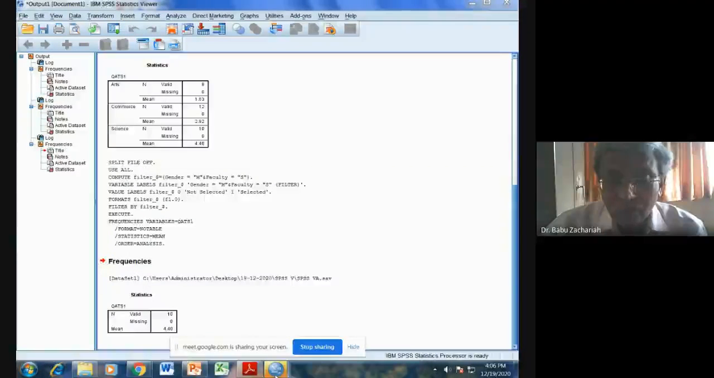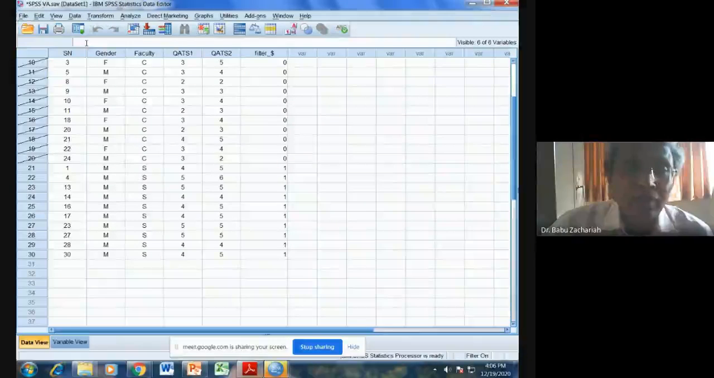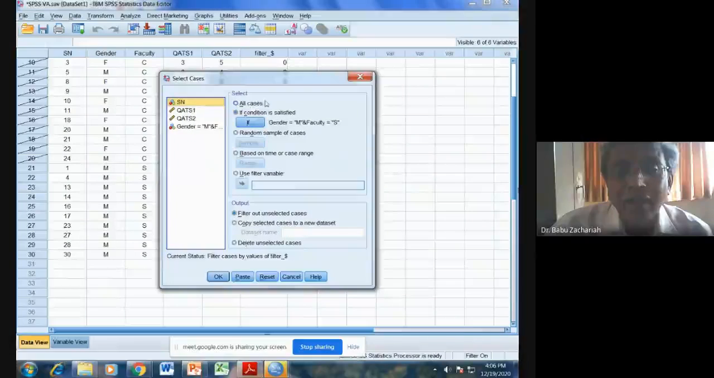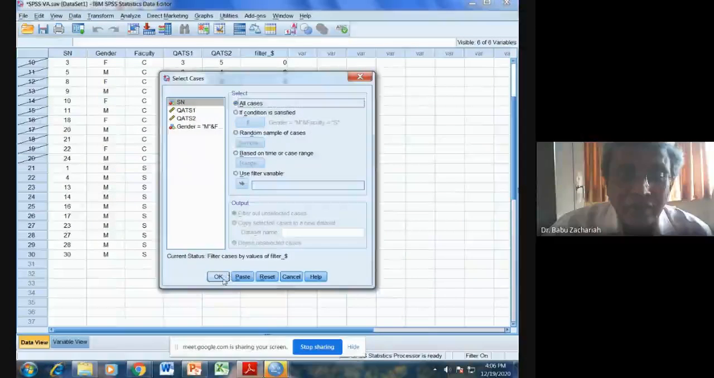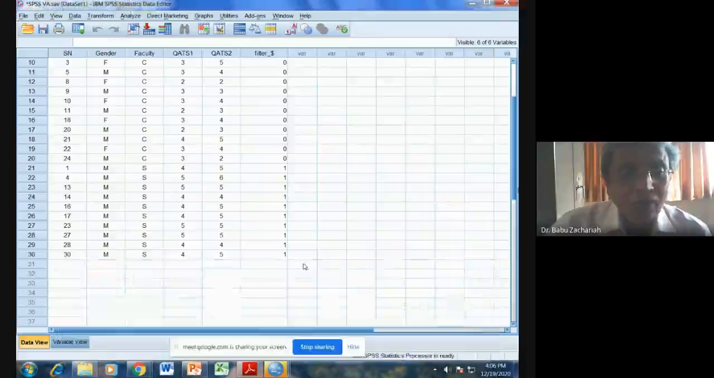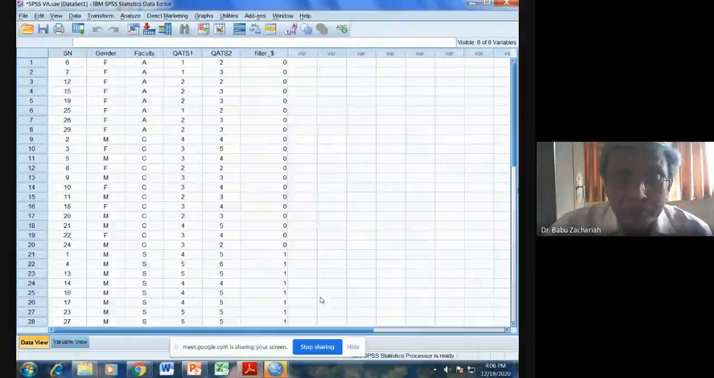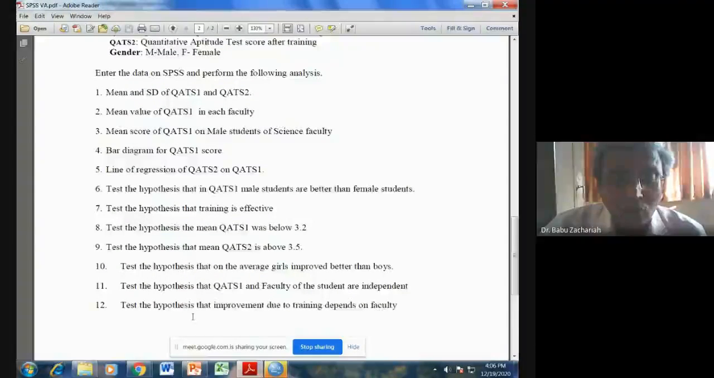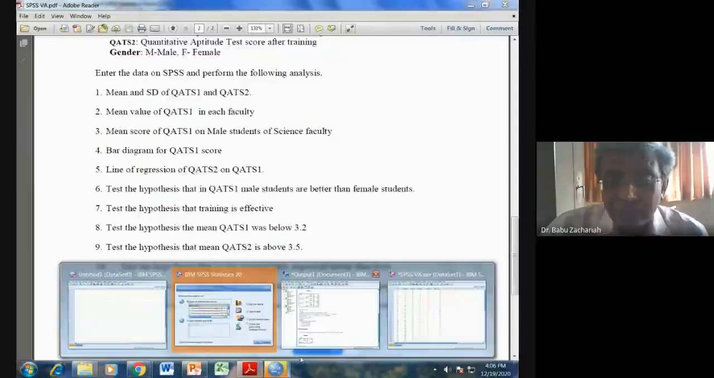Now, as usual, please remember that we have to go and cancel the select cases. Select all cases, so it is cancelled. And now in the data sheet, we can see all the crossbars have gone back. Now, go to the next question. Bar diagram of QATS1 score. So that is again easy.